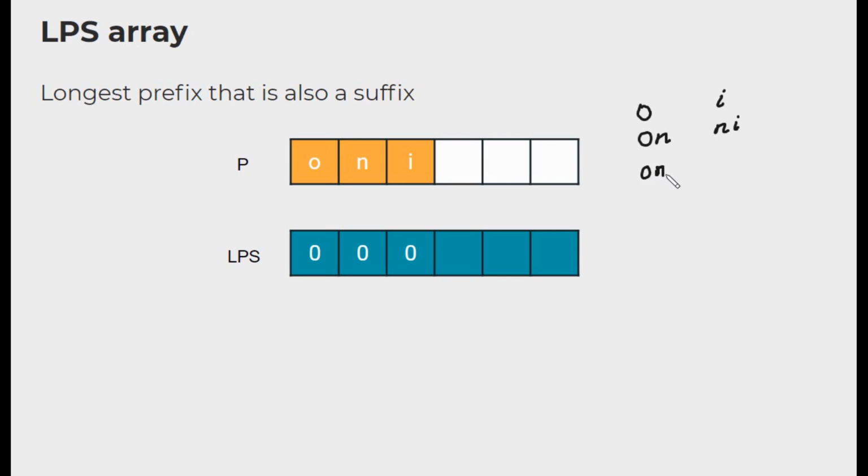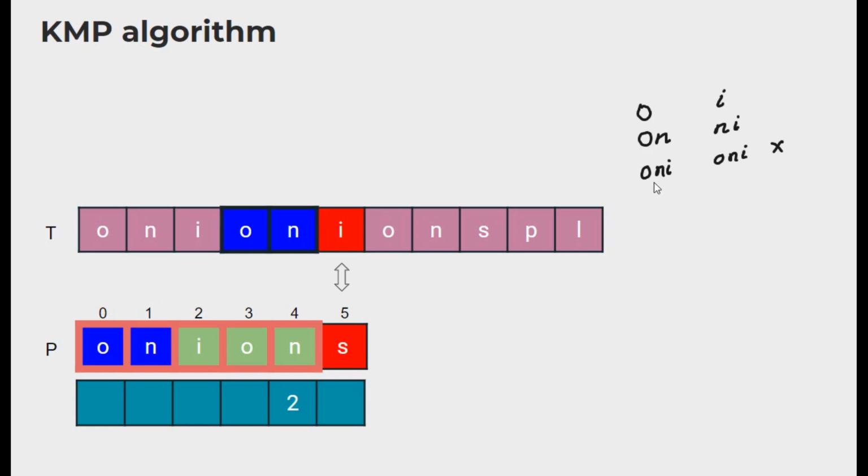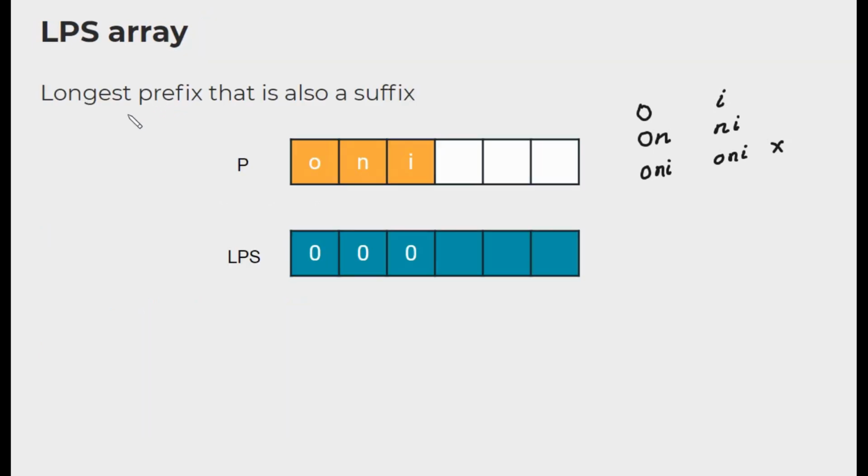Don't take ONI as a prefix and ONI also as a suffix. This cannot be done. Why can't I consider ONI as a prefix as well as a suffix? See here, ON is a substring. I can very well consider that as a prefix as well as a suffix. But then I have to start comparing from this position, and I already know that this position does not match. The logic of computing this LPS array itself will be meaningless if I take the entire substring as the prefix. So that's why we are not doing that. We also commonly say the longest proper prefix that is also a suffix. By proper, we mean that we cannot consider the entire substring as a prefix. Anything less than that is a proper prefix.